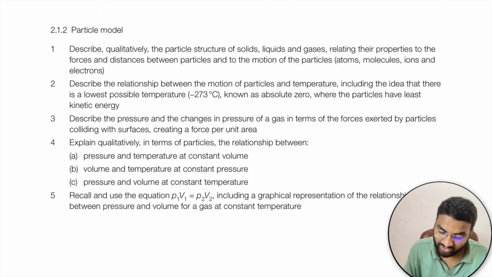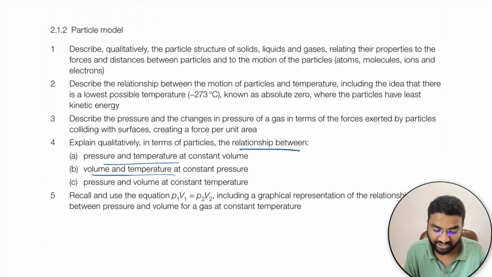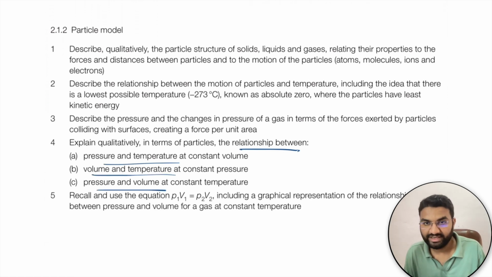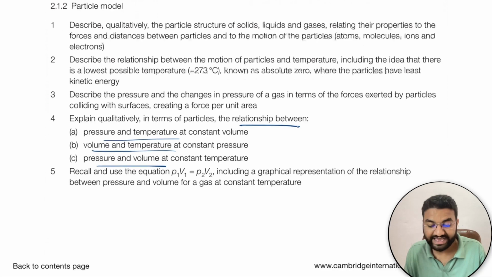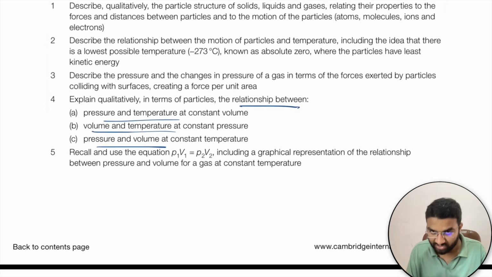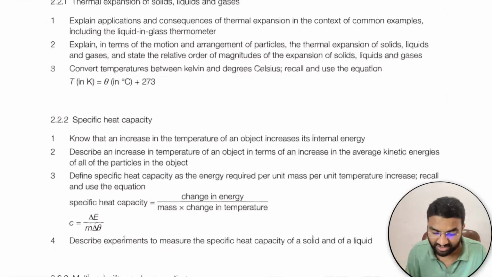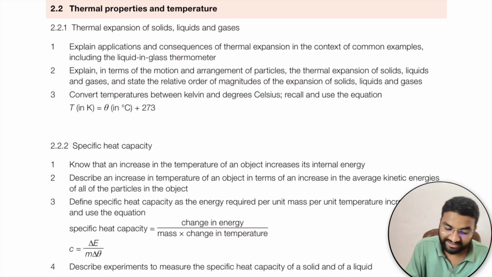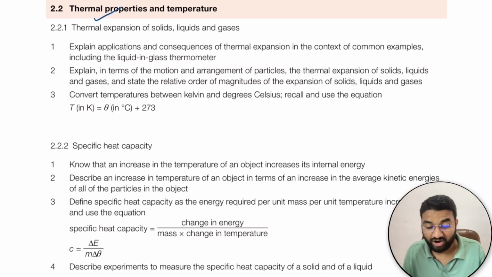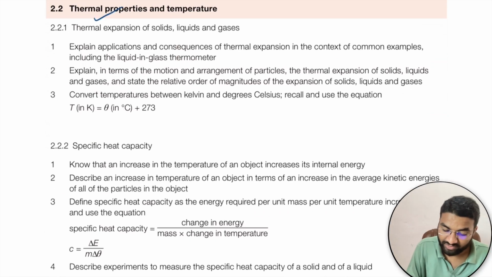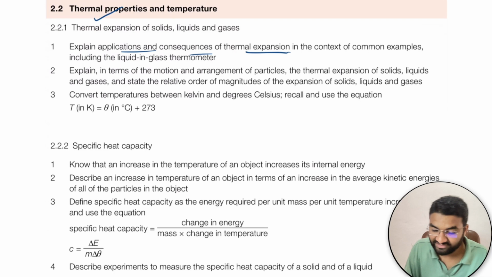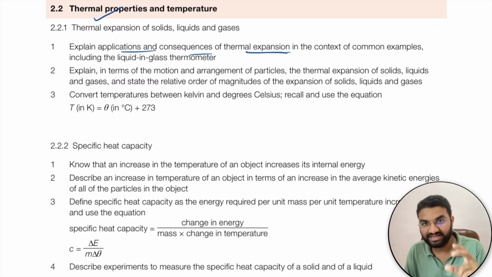Then here we have to understand the relations between pressure and temperature, volume and temperature, and pressure and volume. Some laws are there, you have to understand those laws as well, and you have numericals on those laws. Then the second part is thermal properties and temperature. For thermal properties, you have applications and consequences of thermal expansion. Then you have some experiments as well. You have to understand the difference between Kelvin and degree Celsius.